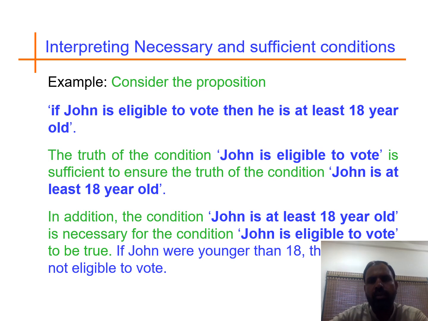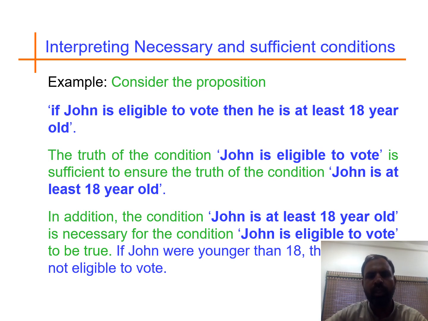Now, another example, considering the proposition: if John is eligible to vote, then he is at least 18 years old. You can easily understand. If John is eligible to vote, then he is at least 18 years old. You can also write it as: if John is 18 years old, then he is eligible to vote.